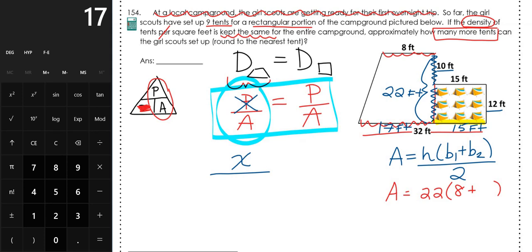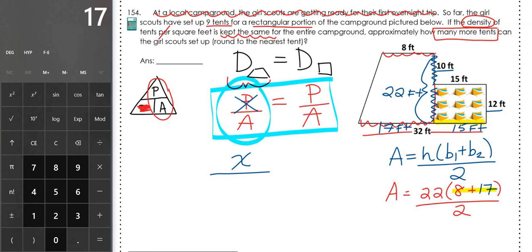Okay, so that's 17 feet. I'm going to plug in 17 feet all over 2. So in your calculator, you're going to start by adding 8 plus 17 first. So in the calculator, I only have 17 plus 8 equals. So that 25, we're going to multiply it by the height of 22 equals, and then divide by 2 equals.